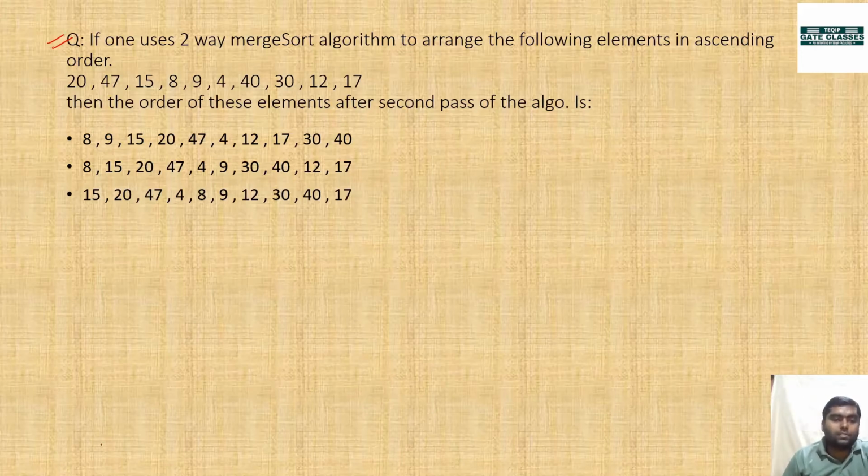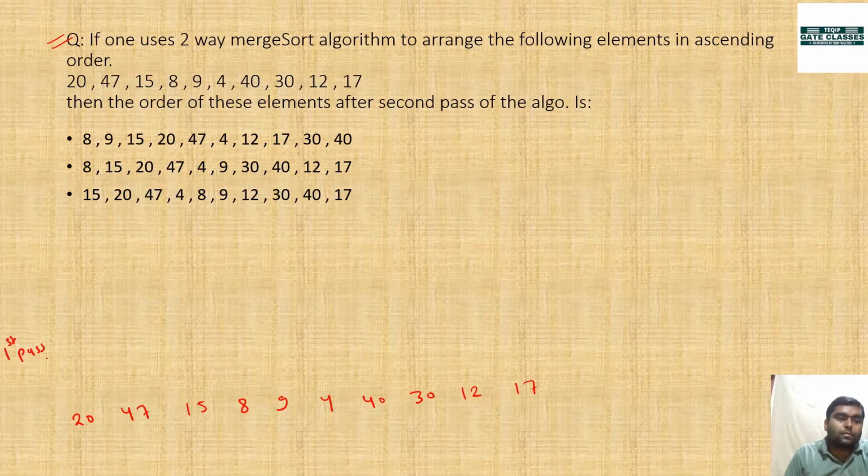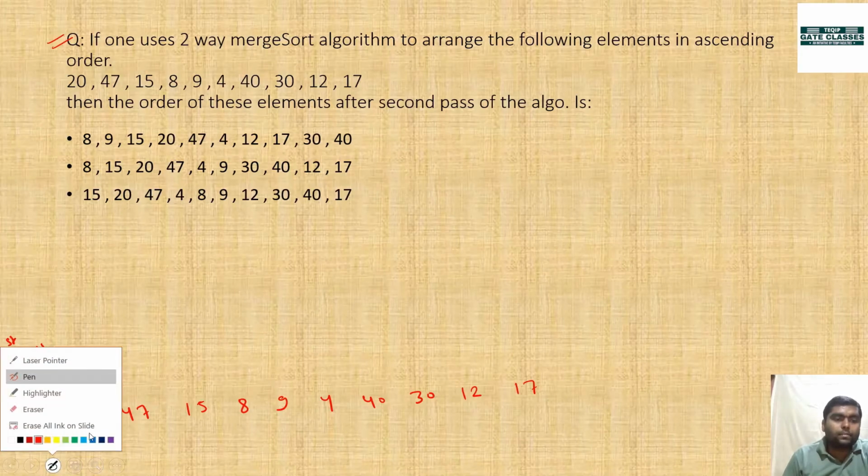Okay, let us observe very carefully. What are the values? 20 and 47, 15, 8, 9, 4, and then 40, 30, and then 12 and 70. Okay, so first pass. What will be the answer? Let us solve this.